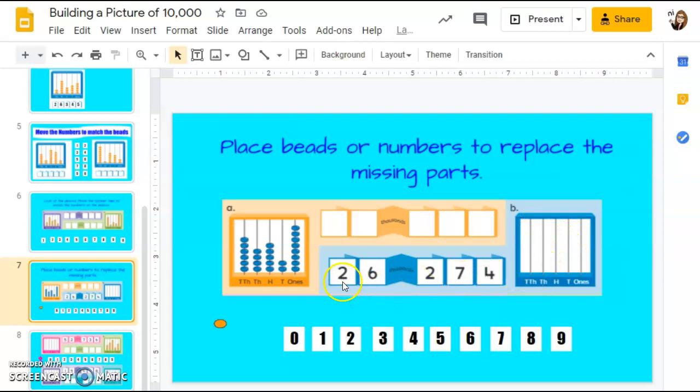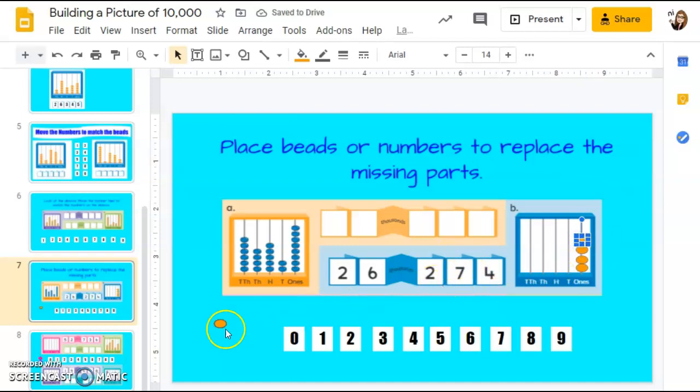So here I have the number 26,274. I like to start at the ones place every time. So I have a 4 as my digit in the ones place. So I would move over 4 beads. 1, 2, 3, and 4. So I think that one didn't stick. Let's fix that. Okay, and then I would move on.